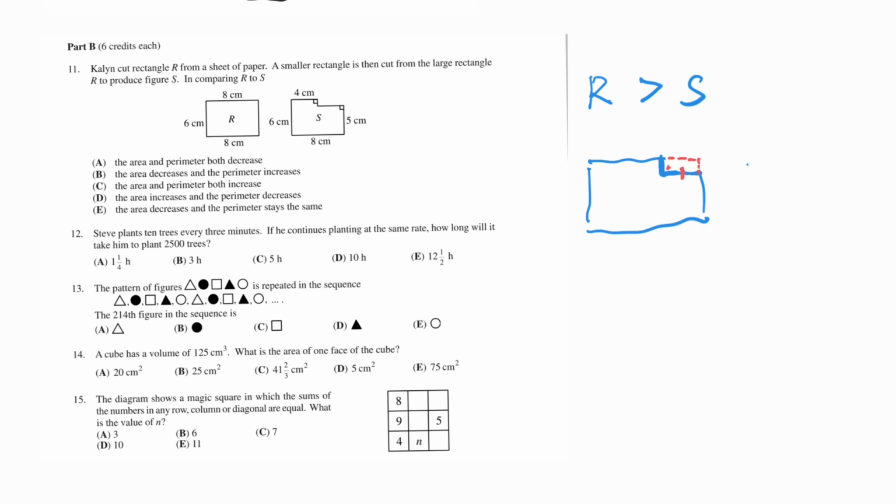So this side length equals this cut off part. So the vertical side length equals the new vertical side length. So the perimeter stays the same. The perimeter of S is the same as R, but the area decreases. So the area decreases and the perimeter is the same. Only E has the perimeter the same. So the answer is E.